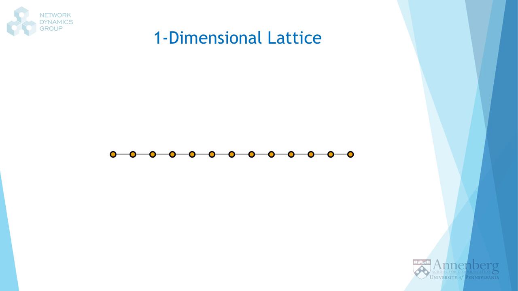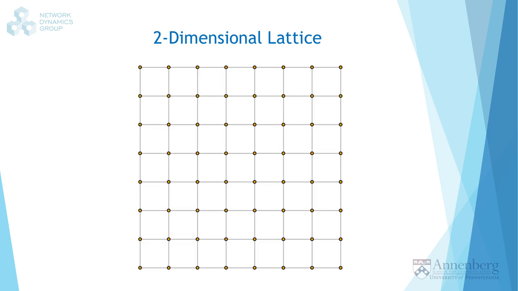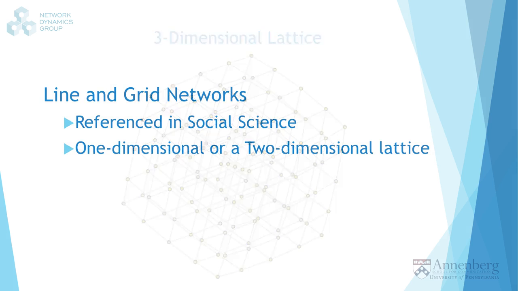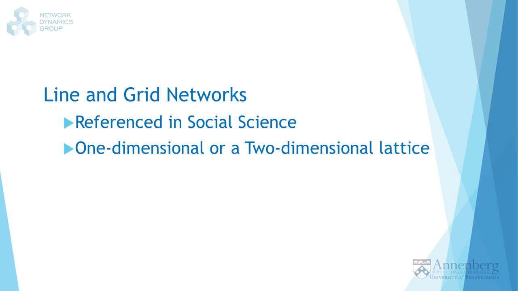In a one-dimensional lattice, nodes are placed into a line, which is a one-dimensional mathematical object, and that looks like this. In a two-dimensional lattice, nodes are placed into two-dimensional space, such as a grid, and it looks like this. You could also have a three-dimensional lattice that might look something like this. And in fact, a lattice with any number of dimensions can be represented mathematically. However, in social science, we tend to focus on one-dimensional and two-dimensional lattices, or line networks and grid networks.